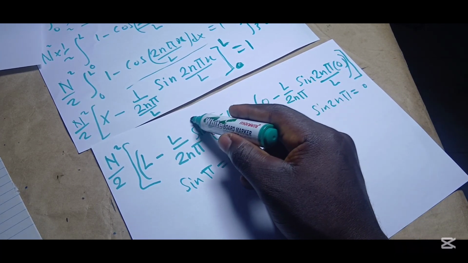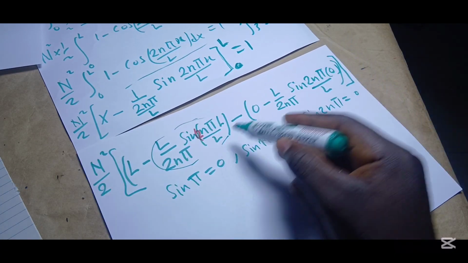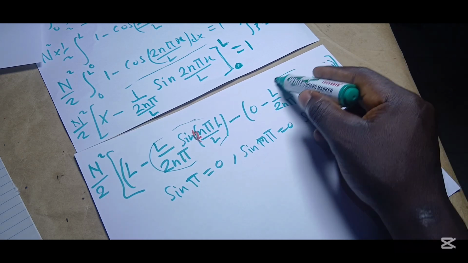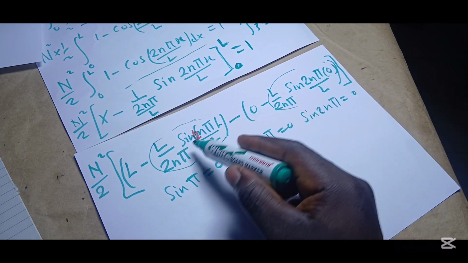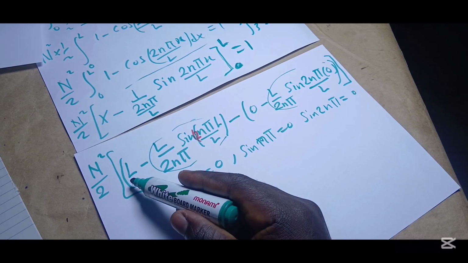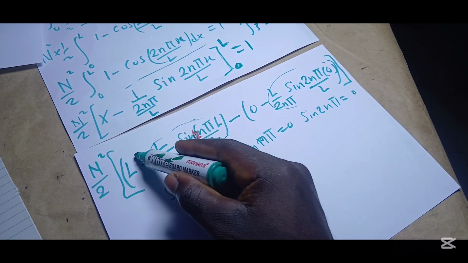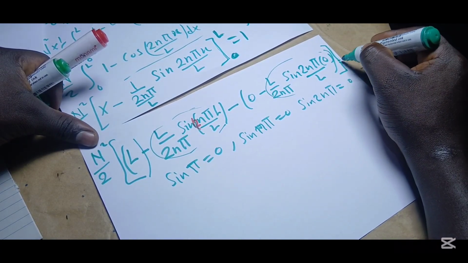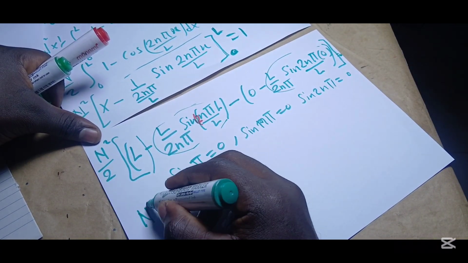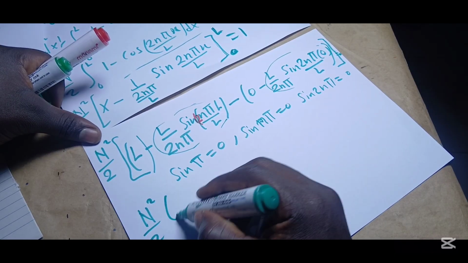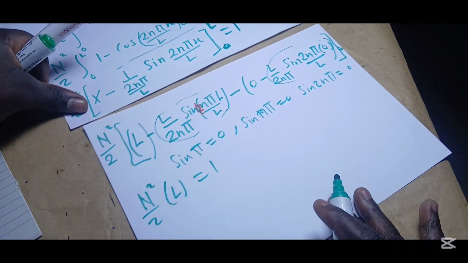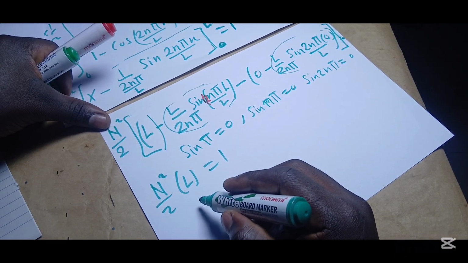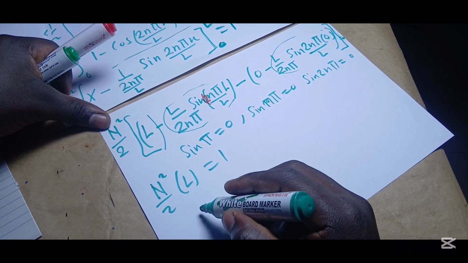We have sine 2n pi here. Definitely, this whole term will go to 0. And we have sine 2n pi here multiplying by 0 again. So this whole term will go to 0. 0 will have no effect on anything here. So we are left with L here. So the remaining terms here are n squared over 2 L equal 1. So we now solve for n, which is our normalization constant. That is what we are looking for.